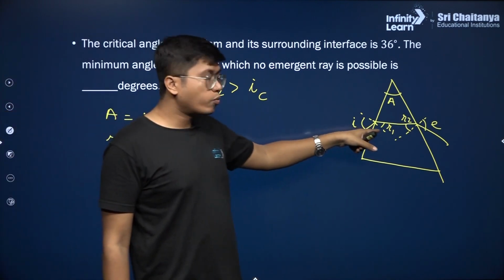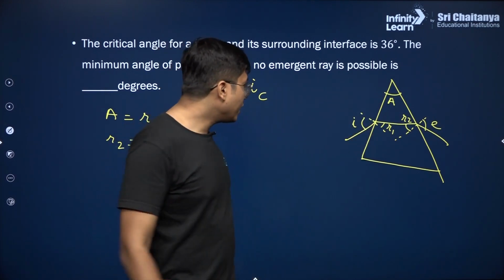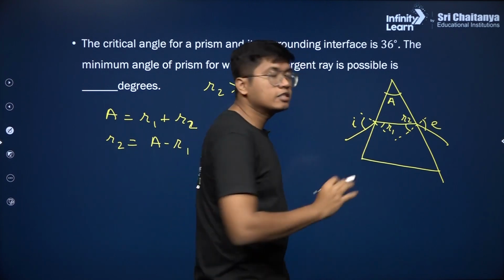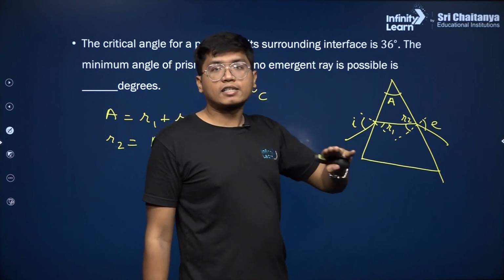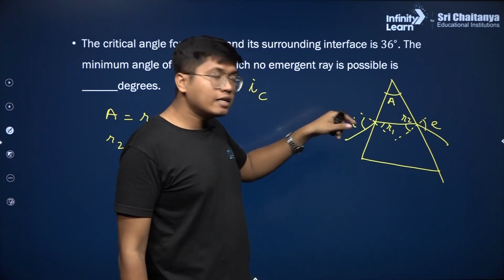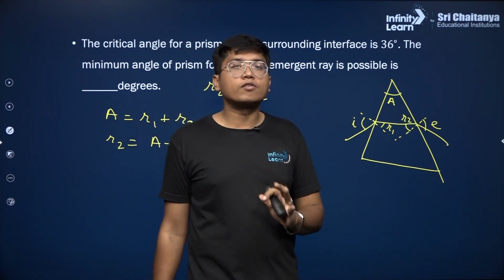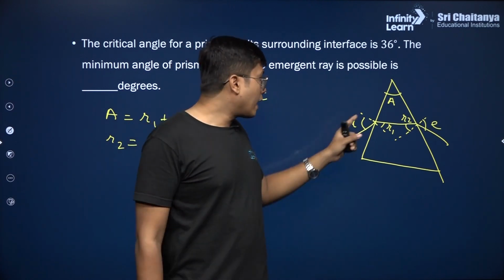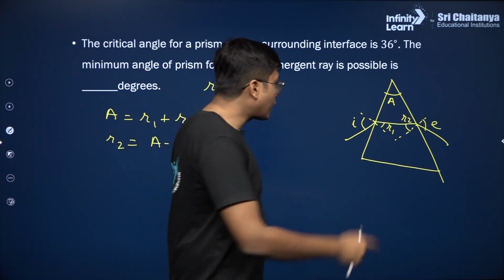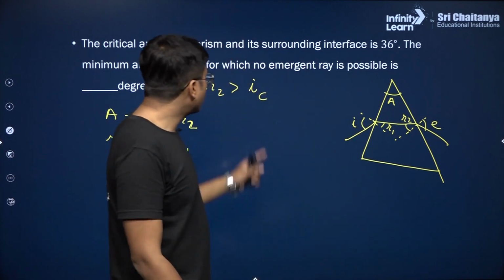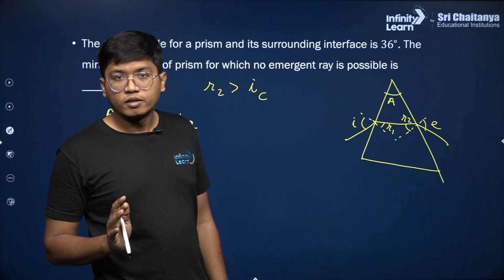Now when can R1 have the maximum value? R1 can have the maximum value only when your angle of incidence is maximum, right? And the angle of incidence is maximum when I is 90 degrees. That is the maximum value of incidence it can have. So if I is 90 degrees, then you can just retrace it and understand that R1 also has to be equal to IC. That is the only case, right?